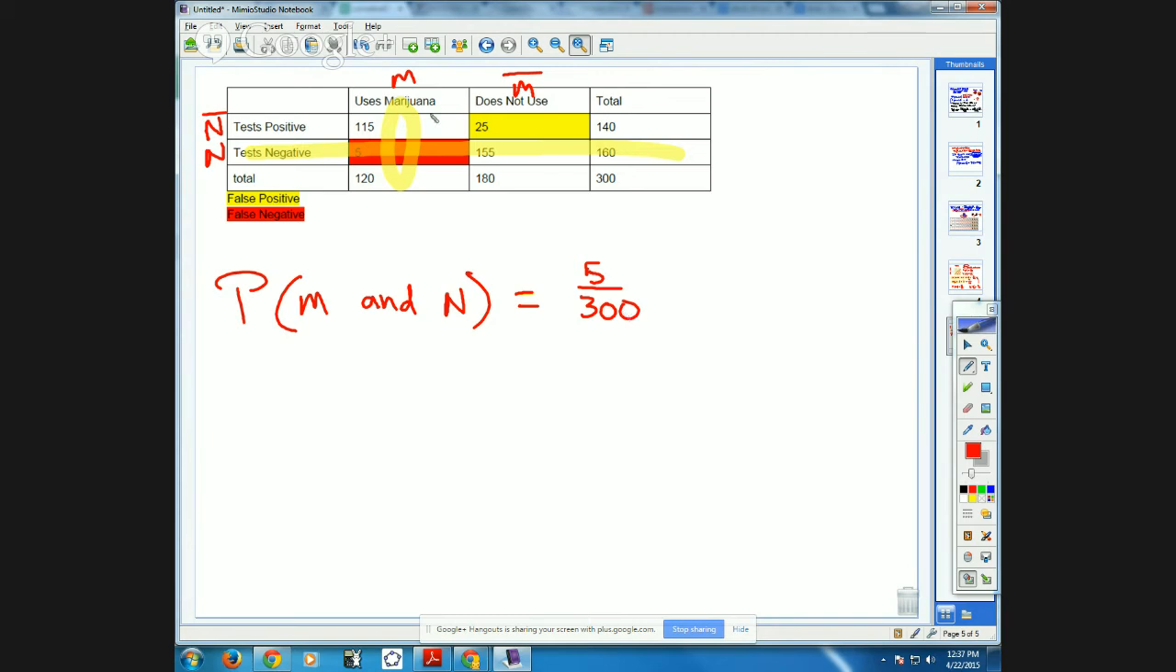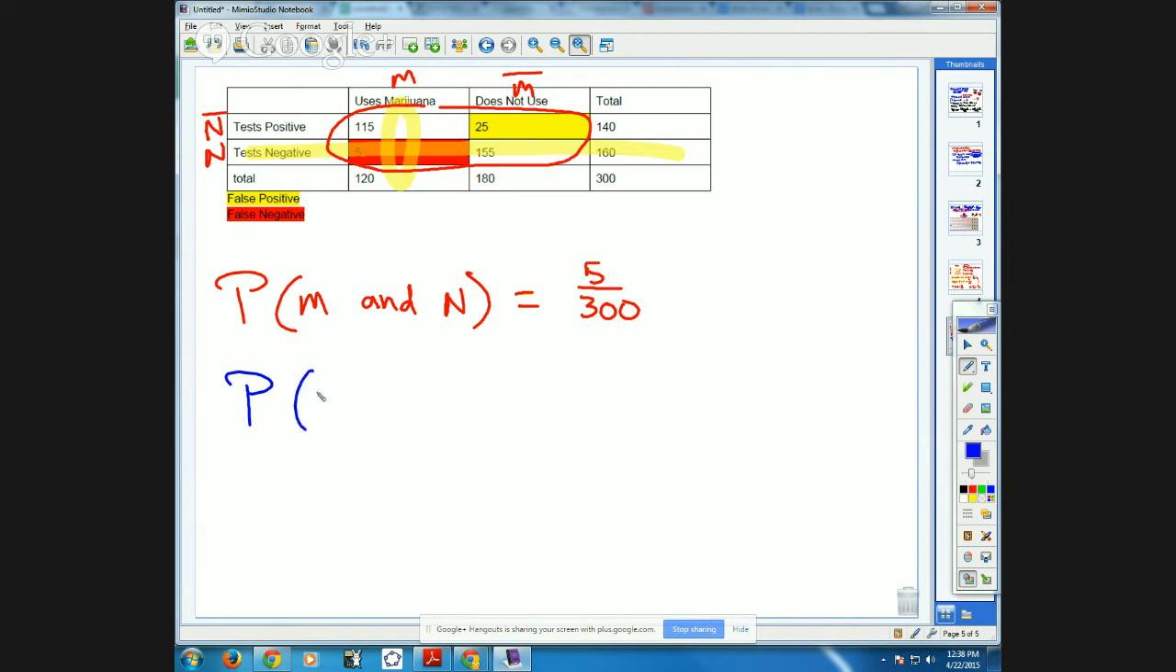Okay. So again, this is my main body of data right here, and then I have totals for each row and each column underneath. So that's the probability that somebody uses marijuana and tested negative. That's what we would call a false negative. The test should have brought up positive, it just didn't, right? Nothing's perfect.